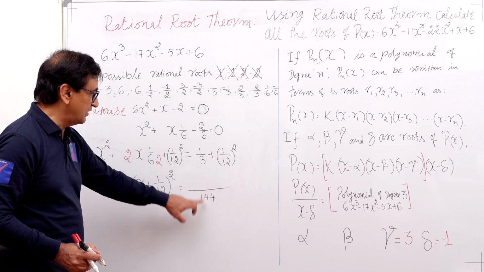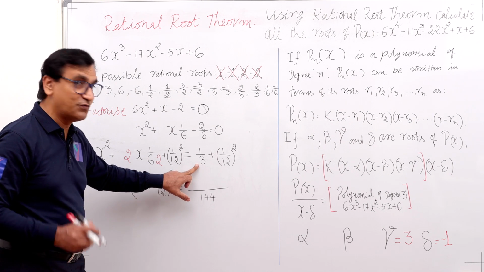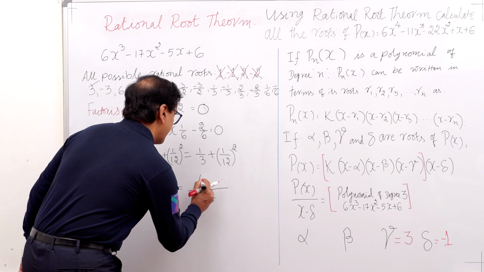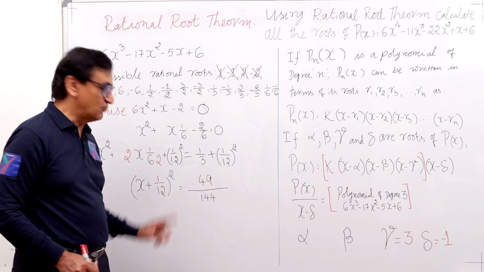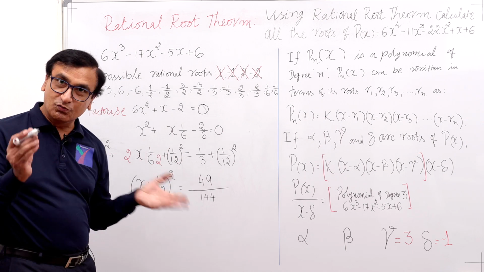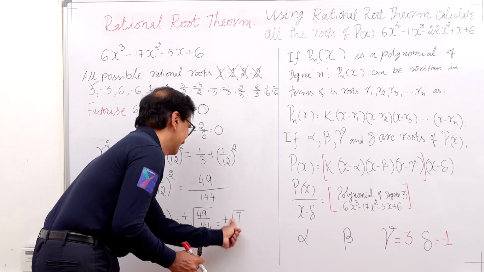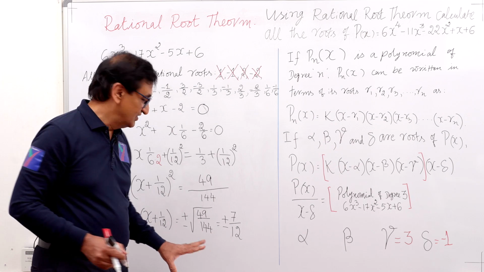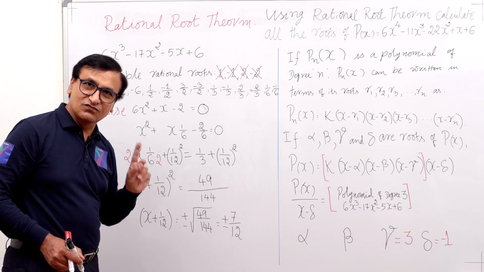Okay, so 144, I have 3 here. So 144 divided by 3 is 48. So 48 plus 1, 49. Okay, so we have x plus 1 by 12 the whole square equals 49 divided by 144. Take square root both sides. Okay, so whenever you take a square root, you have plus or minus sign. So this is plus or minus square root of 49 divided by 144.